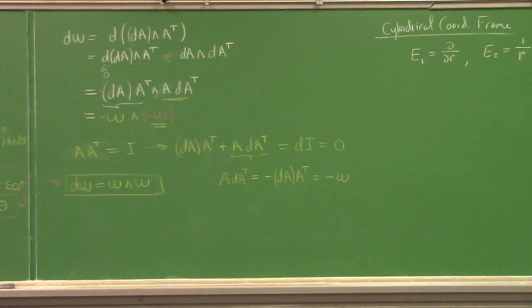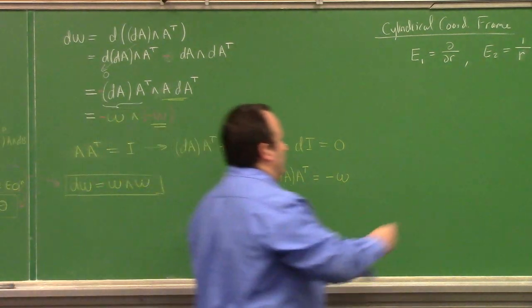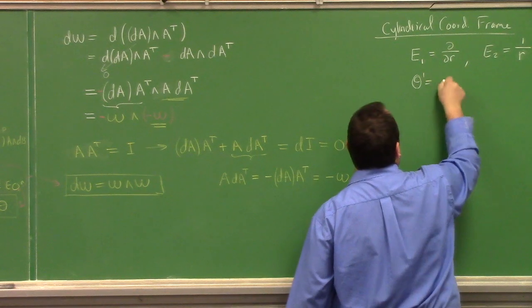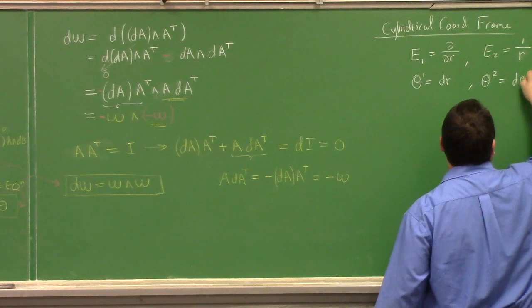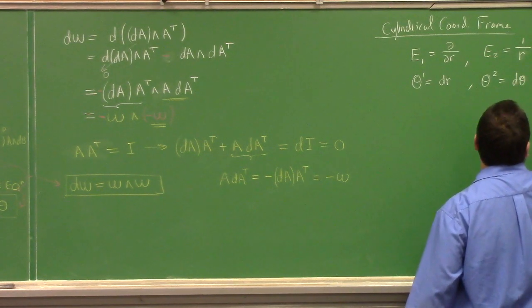I was looking at it yesterday while I was getting overpriced wheels put on my van. Tires put on my van. So my formula for E2 was slightly flawed in that it's 1 over r partial theta, and I think that was maybe the only mistake. I've got to super double check it, but okay, so theta 1 is dr, theta 2 is in fact d theta, and theta 3 is dz.